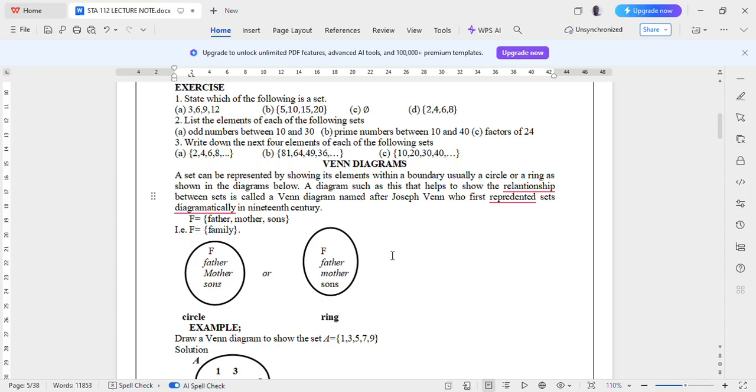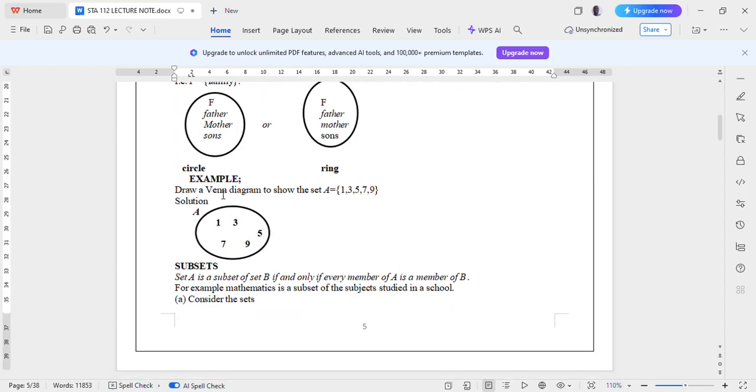F represents family. Once you see F, you see father, mother, and son. So F is family. Then it can be in a circle, this is a circle, and this is the oval or ring. So father, mother, and son are in this. So this is a set now. It can be represented this way. So this is what they call a Venn diagram.